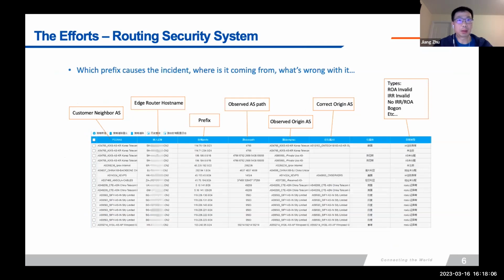You may see from the screen this print screen of the system. Each row represents one incident we identify from the system. You are able to see clearly from this screen which prefix causes the incident, and the edge router host name means where it was observed. The first column, the customer neighbor AS, means who is sending over the route, and the observed AS path we see from this incident. The actual correct origin AS number is listed as well. The last column shows the detailed error type after the analysis, such as ROA invalid, IRR mismatch, or bogons, etc.